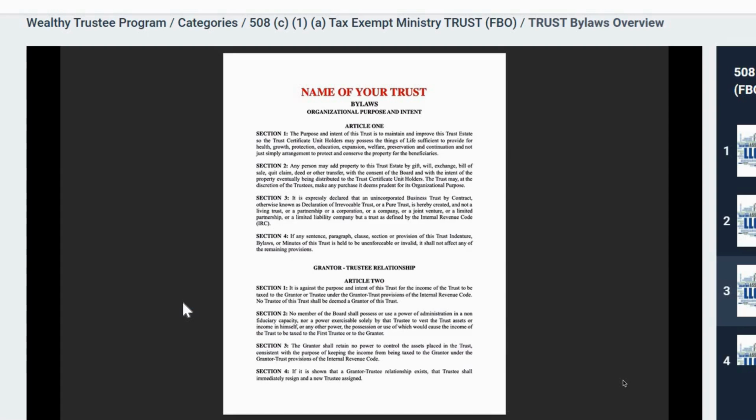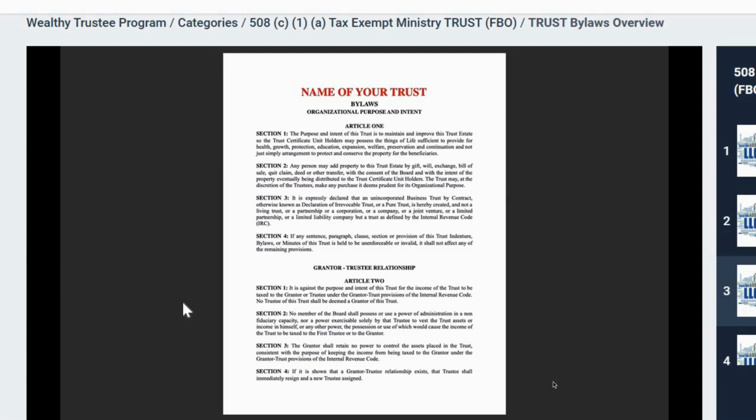Okay? Section 4 is if any sentence, paragraph, clause, section, or provision in this trust indenture, bylaws, or minutes of this trust is held to be unenforceable or invalid, it shall not affect any of the remaining provisions. Okay? So if there's any errors, then that error is isolated and it's not going to affect any other articles or sections. All right, Article 2 is the grantor-trustee relationship.